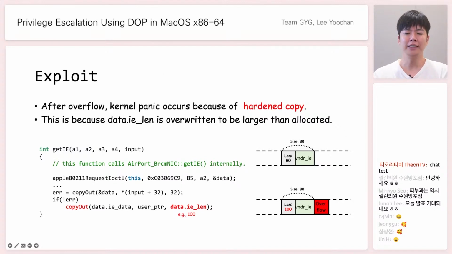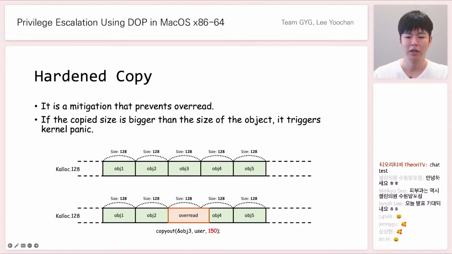However, we faced a problem after the heap buffer overflow. Since the overflow modified the length element in the vendor IE object, the copyout function triggers the hardened copy mitigation. The hardened copy mitigation is for preventing overread when executing the copyout function. If the copied size is bigger than the size of the object, it triggers a kernel panic.